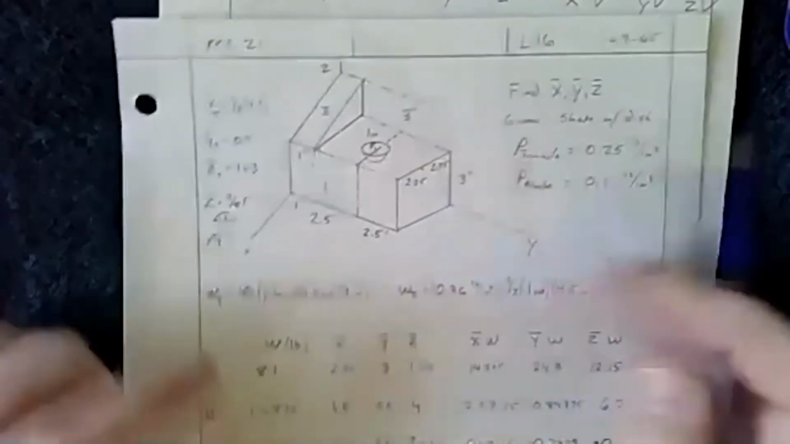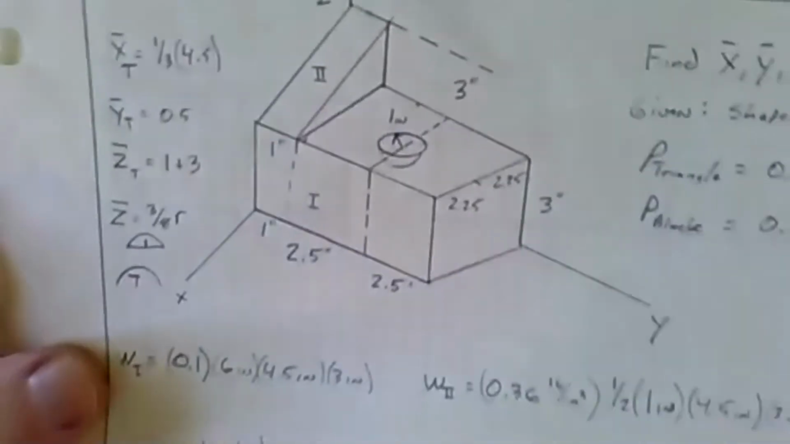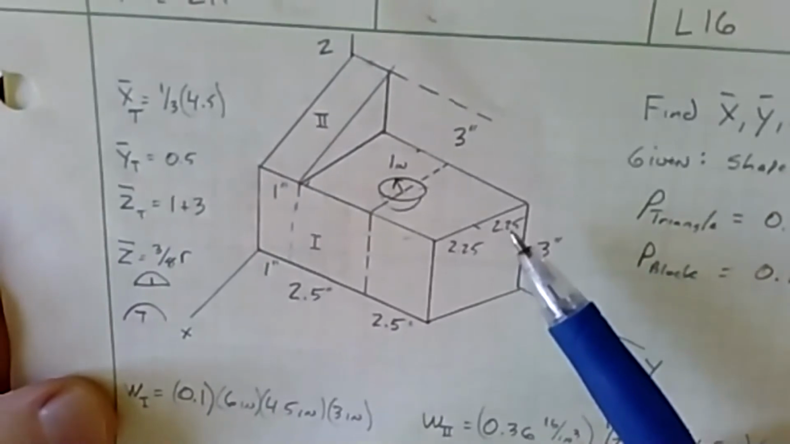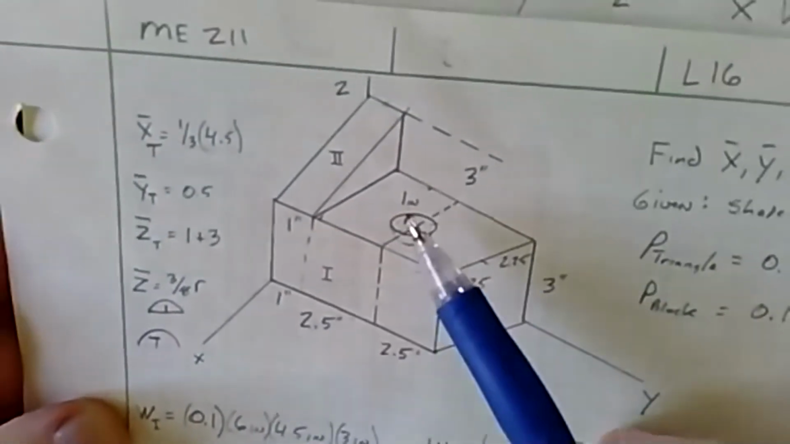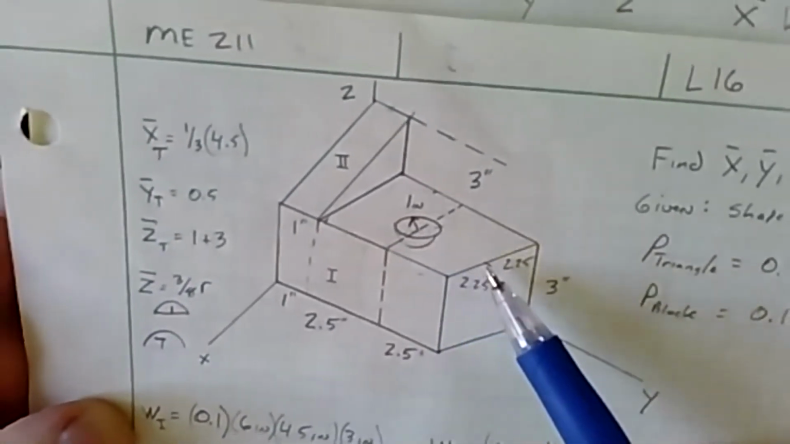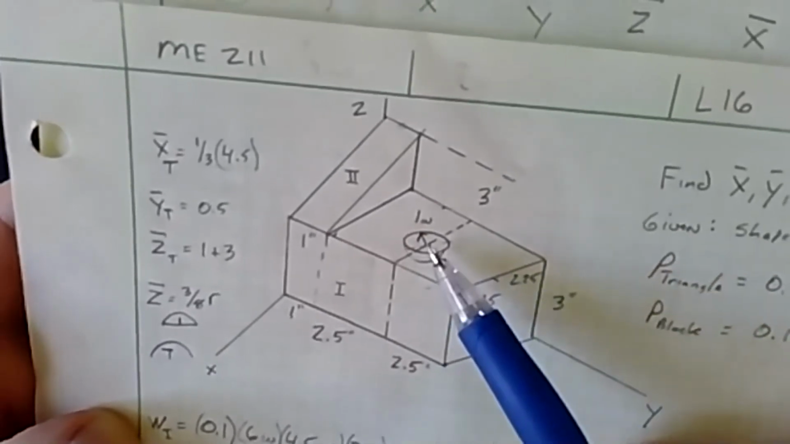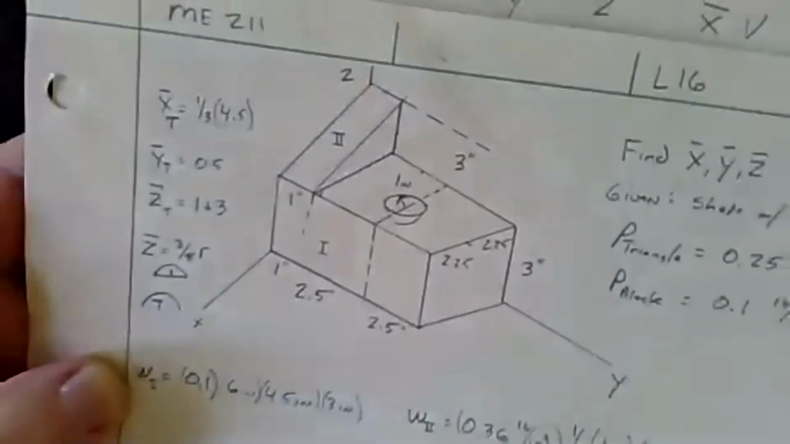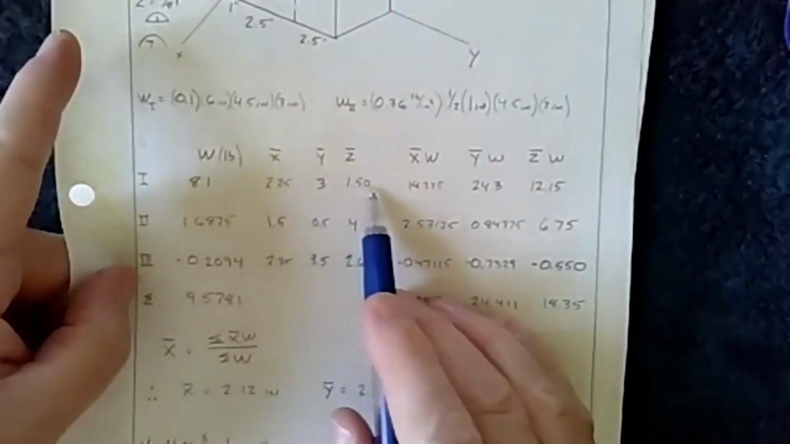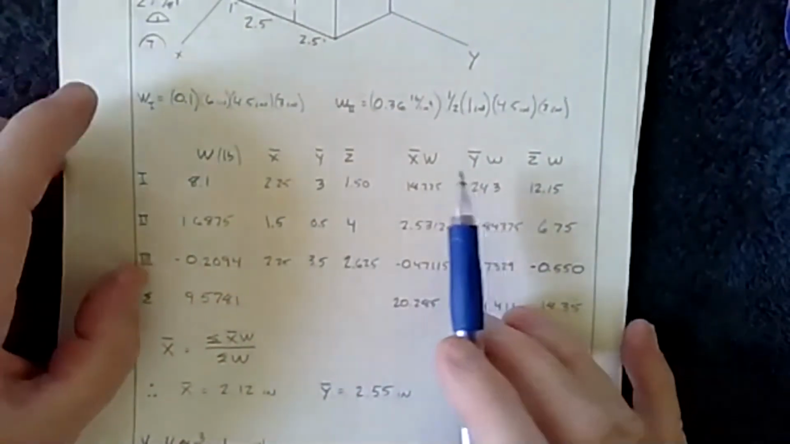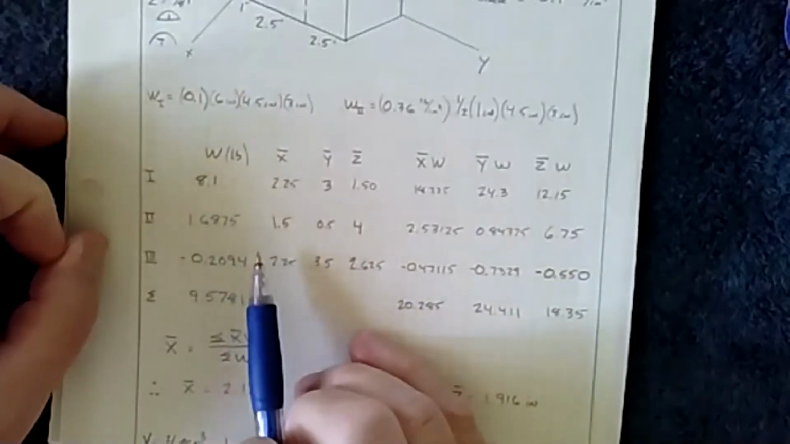And so 2.25. You see my chicken scratches? And that goes right through the center there, 2.25. All right, so now we're done. We have our locations of all x, y, and z. So now we just need to figure out the weights.